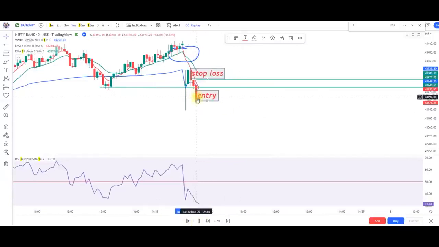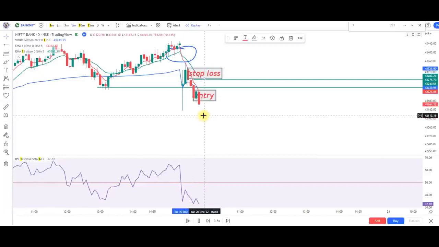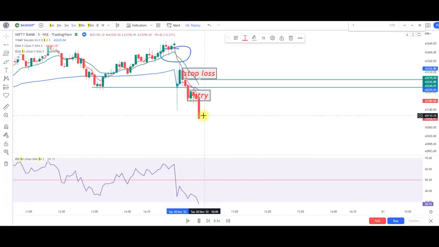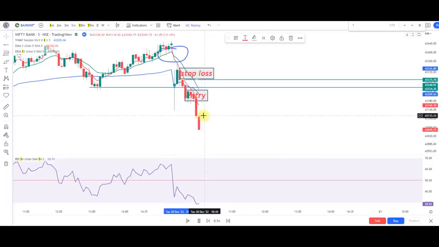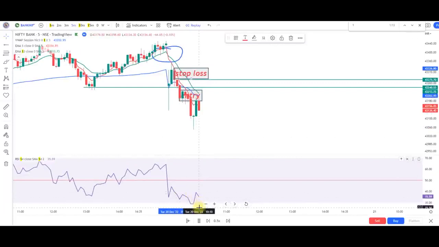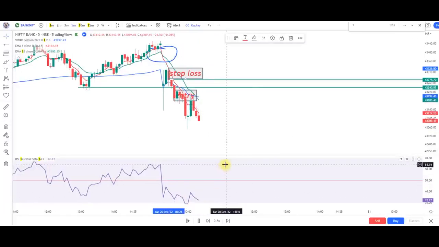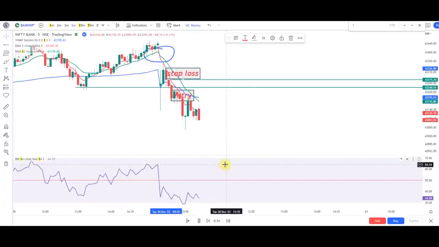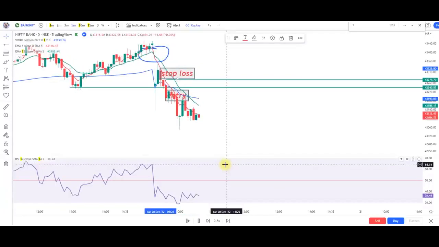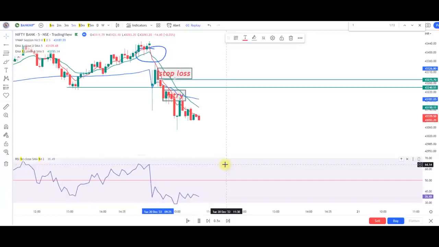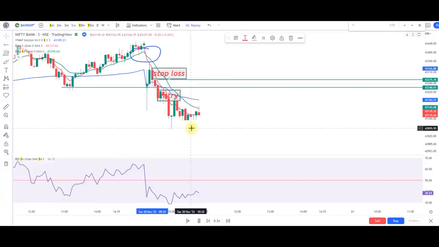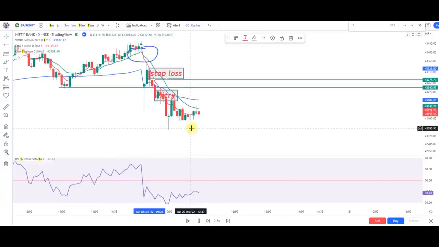Now we can see how the trade is going. So we got the entry now. We are in the trade. RSI is also coming down. So we got a nice down move. Safe traders can book the profits now, or else you can always go along with the 5 EMA.